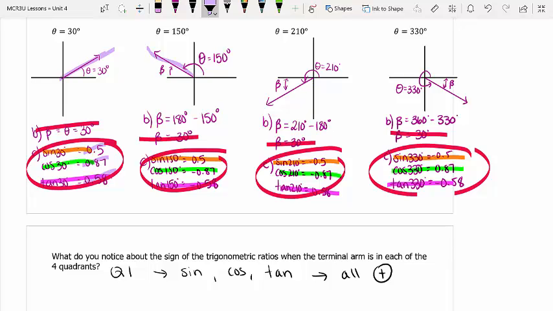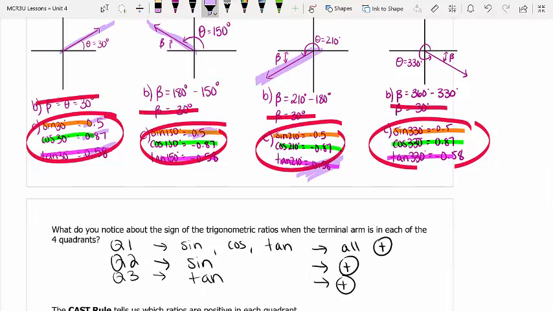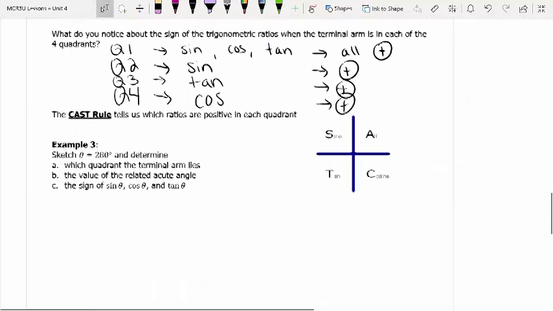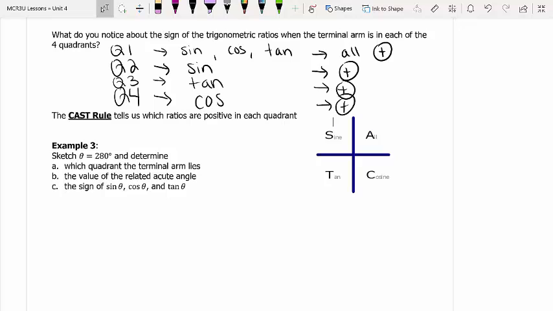When the terminal arm is in quadrant 2, only sine is positive. The rest are negative. When the terminal arm is in quadrant 3, only tan is positive. And finally, when the terminal arm is in quadrant 4, only cosine is positive. And the part of this lesson was just to essentially create a rule that we're going to use in future lessons. And that is called the CAST Rule. So the CAST Rule tells us which ratios are positive in a given quadrant, and this is important.